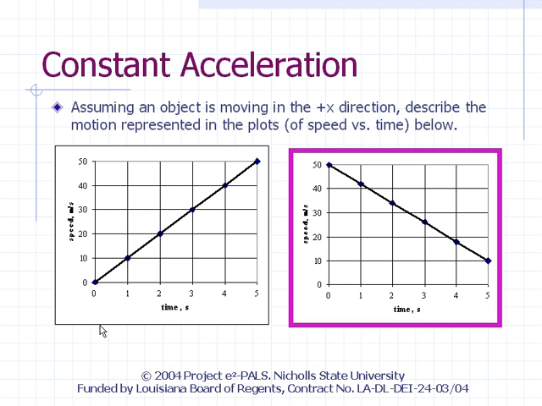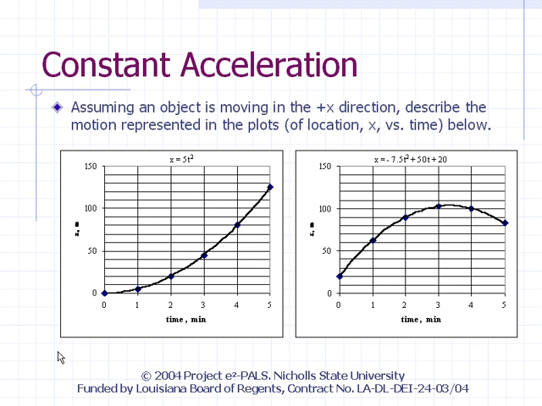The plot on the right also shows a straight line dependence of speed versus time. Therefore, the object is uniformly accelerated. We can estimate the slope easily. We can see that the speed dropped from 50 meters per second to 10 meters per second in 5 seconds. That's a drop of 40 meters per second in 5 seconds, or 8 meters per second per second. Note that the acceleration here is negative.